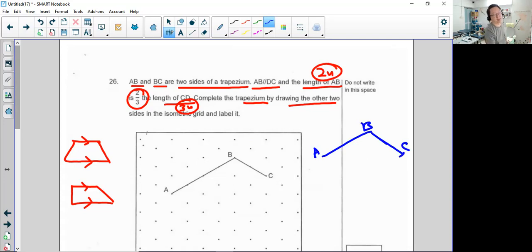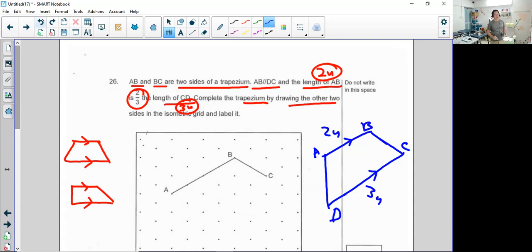So your CD must be something like this, right? Parallel, right? And the length of AB is 2 units, and your CD must be 3 units. So your CD must be something like this, 3 units. This is your CD. Then you join. Or it could be something like that as well. So we don't know. It's something like this.